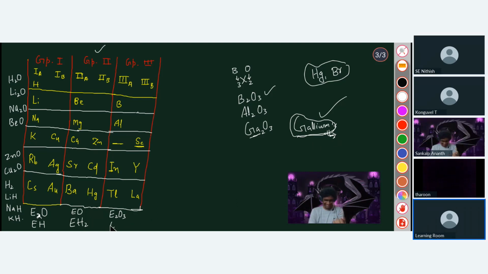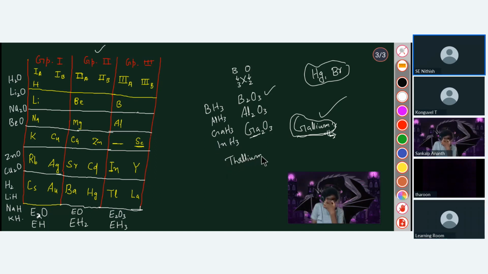Now, what is the formula of the hydrides? It is EH3. So can you tell me the formula of boron hydride? BH3, AlH3, exactly. Then GaH3, gallium, which was discovered later on. Then indium. What is Tl, sir? Thallium.